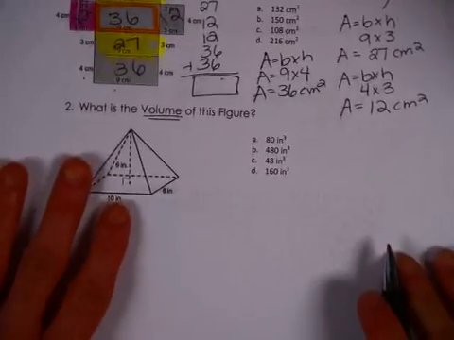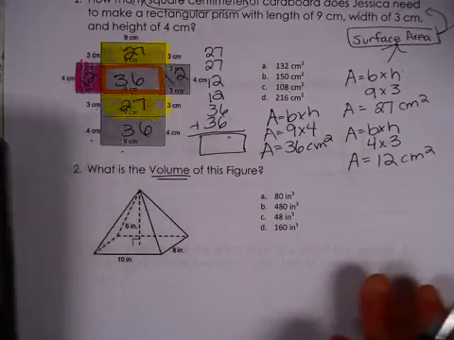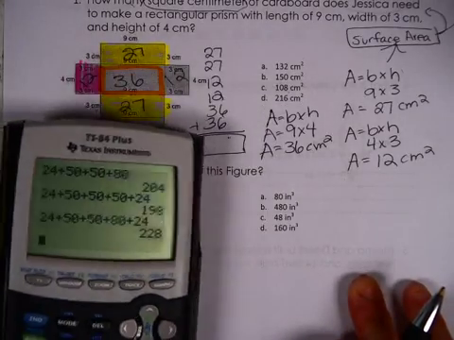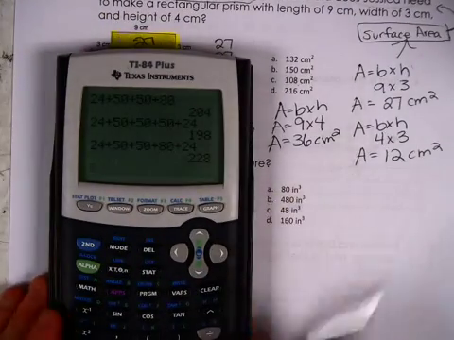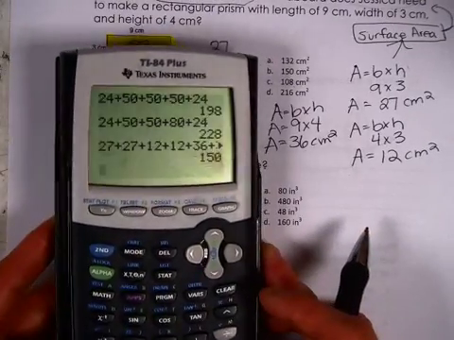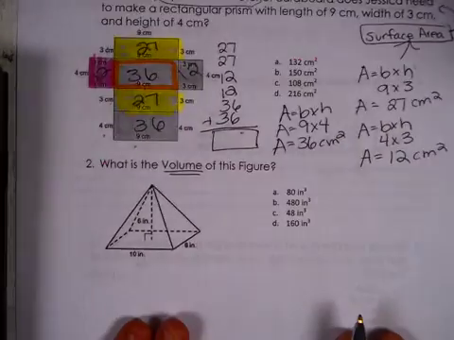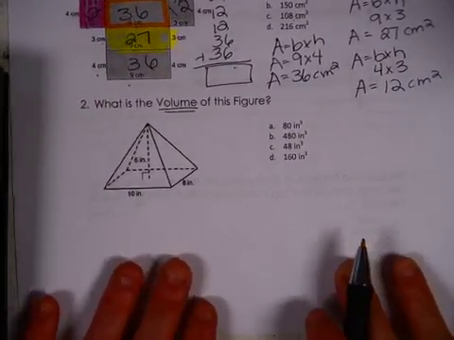Alright? Now let's go down to, and once you add them all up, when you add up 27 plus 27 plus 12 plus 12 plus 36 plus 36, your answer is 150. Okay? I'm not going to write it in. You need to.